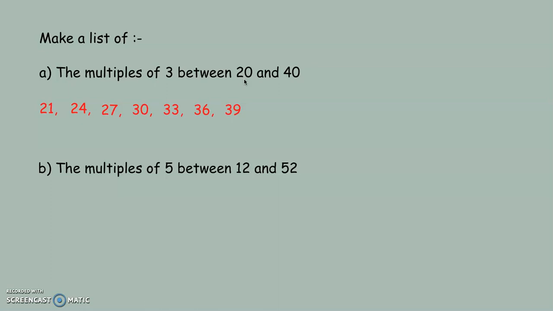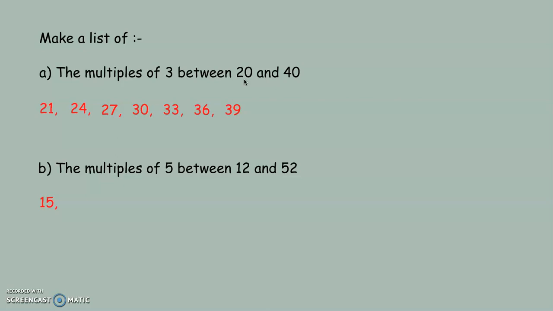Right, second example of this: write down all the multiples of 5 between 12 and 52. So think about your 5 times table. I need the number that is bigger than 12 but closest to 12. So the first number would be 15. Now you need to find the rest of them.